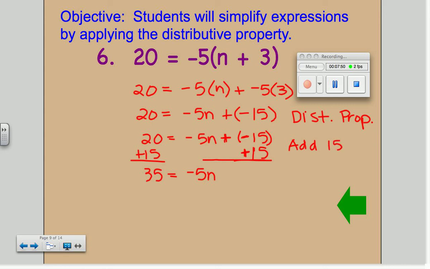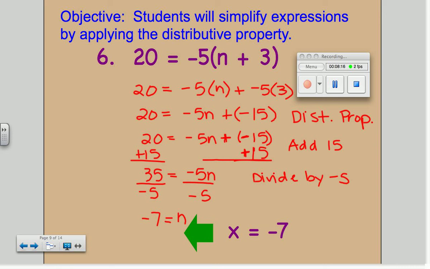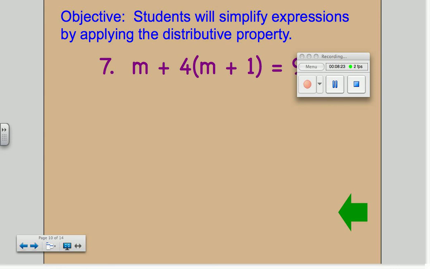Now we're going to divide by negative 5 here, then we have to divide by negative 5 here. Divide by negative 5. So 35 divided by negative 5 is negative 7. And negative 5 divided by negative 5 is 1, so we just have n by itself. So n is negative 7. I made a mistake and put x, should be n. All right?